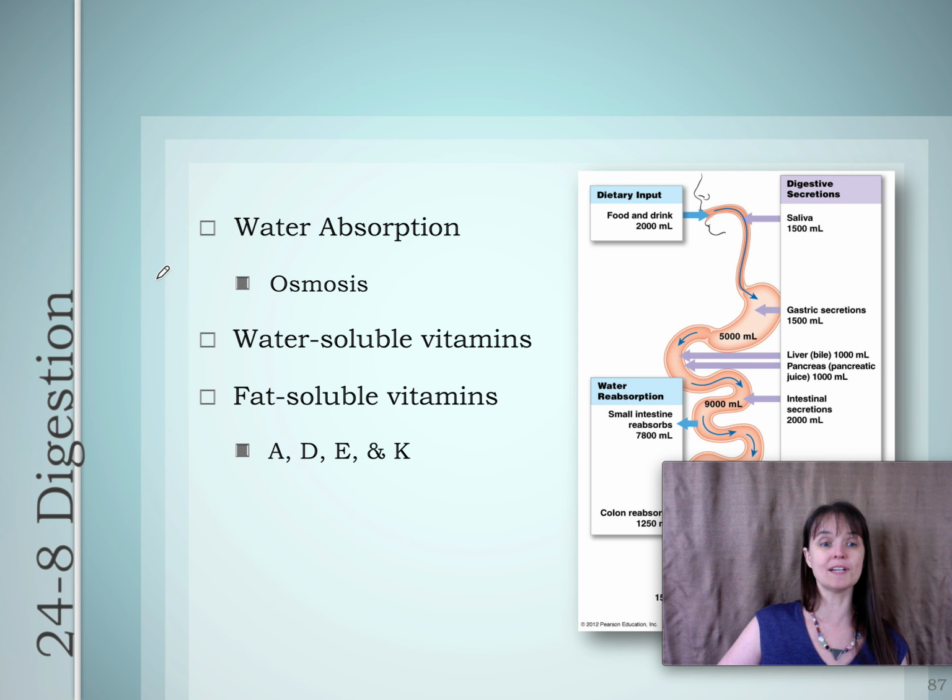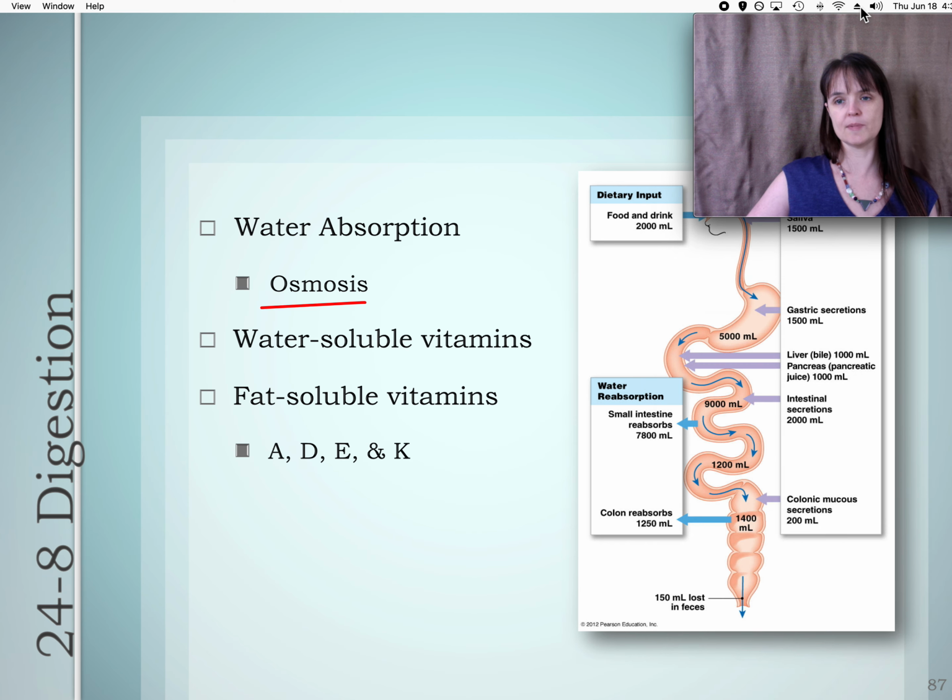Cells cannot actively absorb or secrete water. How does water move? Osmosis. Osmosis is the movement of water from areas of high water concentration to areas of low water concentration across a semi-permeable membrane that's impermeable to solutes but freely permeable to water. But you knew that. Where does most water reabsorption take place? The large intestine. Look at that, I'm in the way again.